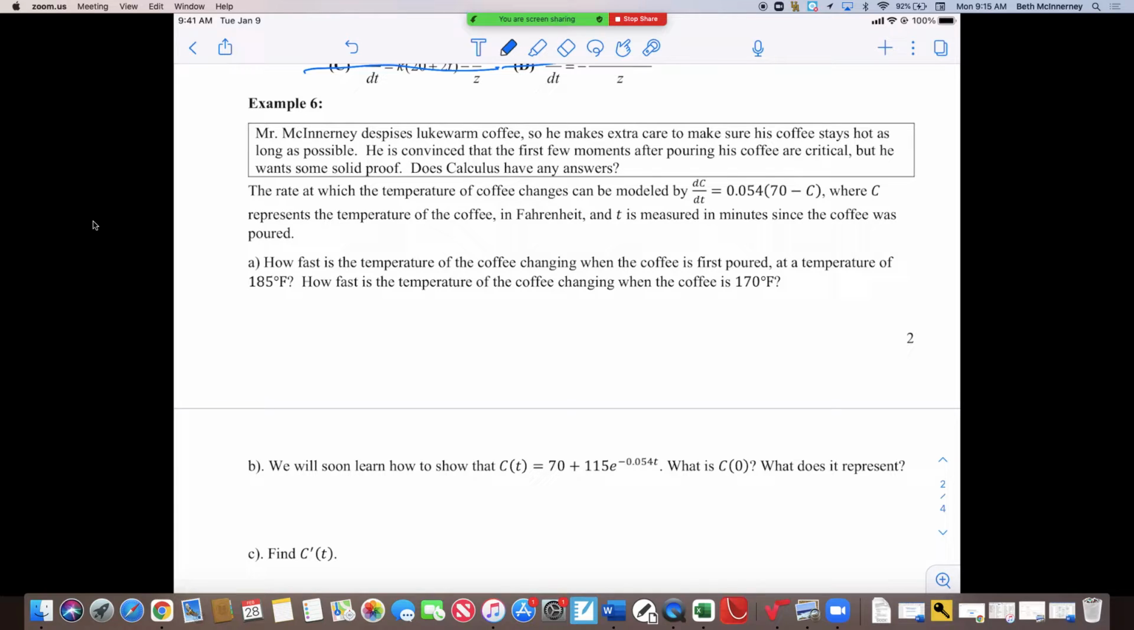So dC/dt is the rate at which the temperature of the coffee is changing over time, where C represents the temperature of the coffee in Fahrenheit, and t is measured in minutes since the coffee was poured. In part A, it says how fast is the temperature of the coffee changing when the coffee is first poured at a temperature of 185 degrees. Because we're going to do this twice, you're going to need a calculator, so grab your calculators.